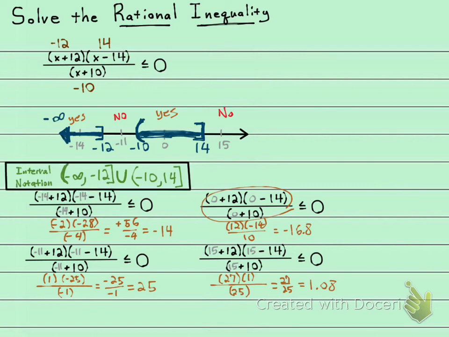Interval notation. Noting that if you plug in any number in this interval for x, here, here, and here, you will get a true statement. If you plug in any number in this interval for x, here, here, and here, you will get a true statement. Any other number, not a true statement.